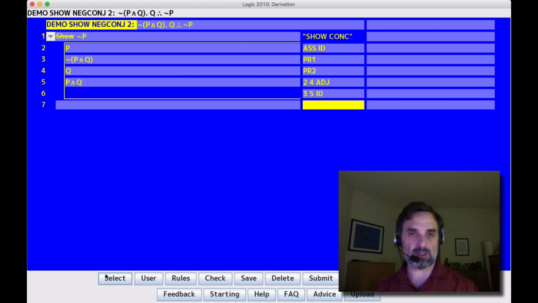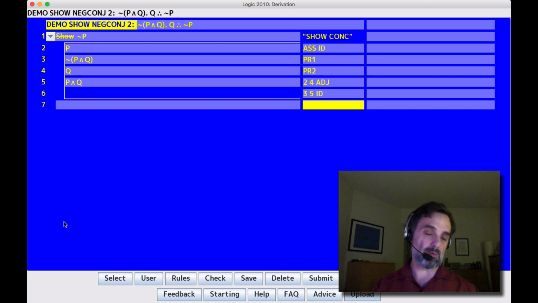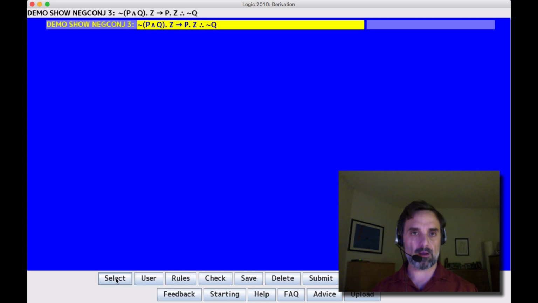So the only difference was that the premise and the conclusion were basic. The second premise in the previous one was P, whereas this time it's Q. The conclusion in the previous one was not Q. This time it's not P. So very similar problems. Let's look at another problem.